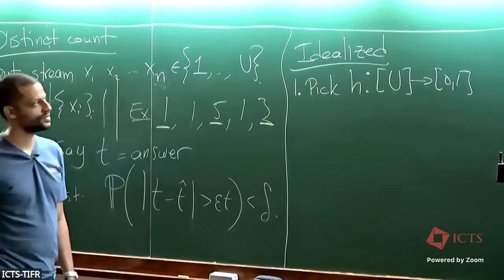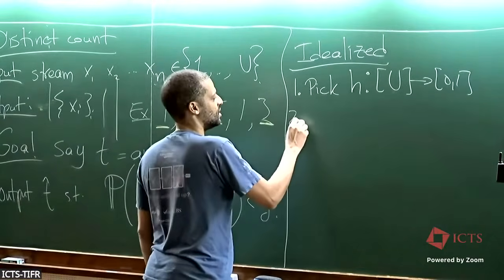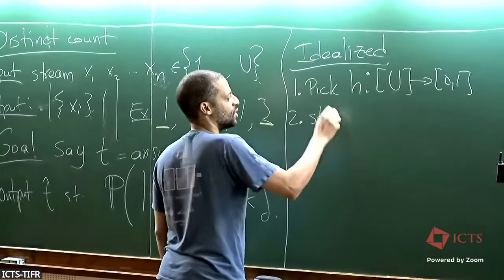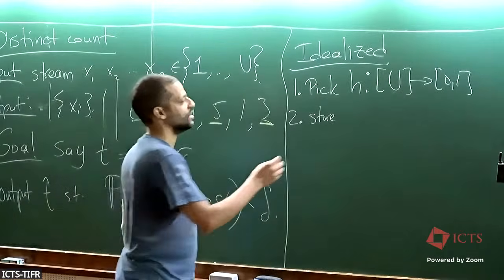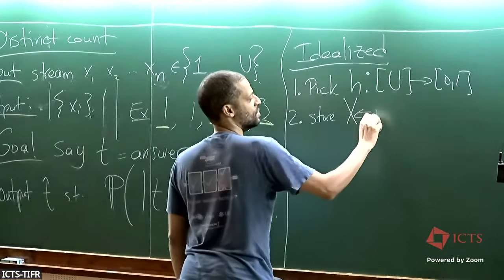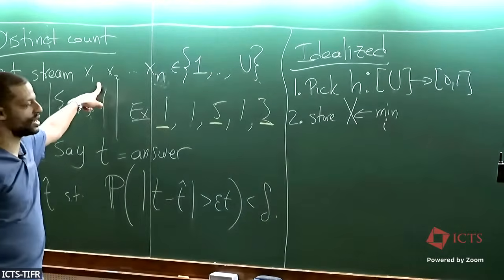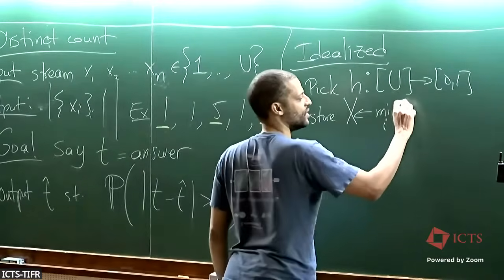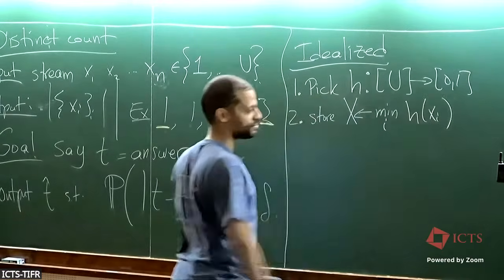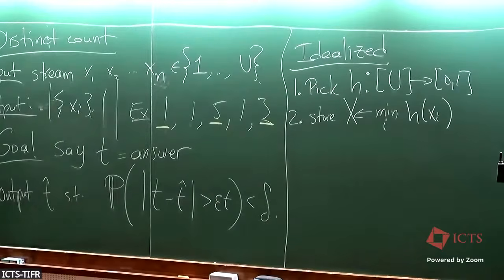Okay. And then 2, I'm going to store only a single value in my memory. X is the min over all i in the stream. So my stream is x1, x2, all the xi's. The min of h of xi. Okay, so that's it. That's what my algorithm stores, only a single number. And then now, if someone asks me, what is the number of distinct elements? What do I say? Well, if you think about it, let's just draw a picture.